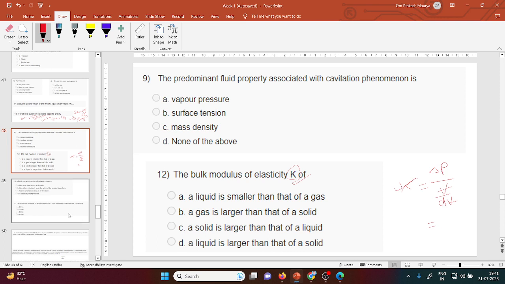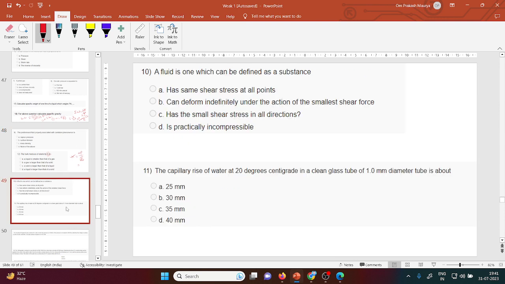So now move on to the next slide. A fluid is defined as a substance that can deform under some shear stress at all points. I think we have discussed these questions already. So question number 11, we focus on question number 11.